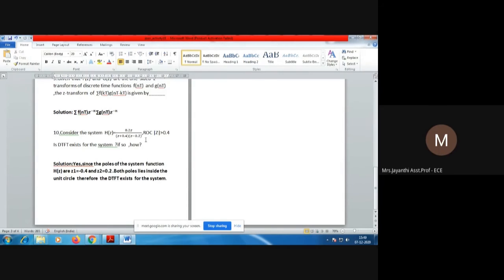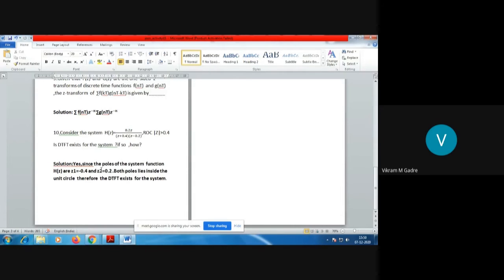Okay, sir. Actually, this is the first problem: we want to know whether the discrete-time Fourier transform exists or not. If it exists, you have to justify the answer. As we all know, for the transform to exist, the poles must lie inside the unit circle. So here the poles are z equal to minus 0.4 and z equal to 0.2, which lie inside the unit circle. Therefore, the discrete-time Fourier transform will exist. This is the justification for this answer, sir.